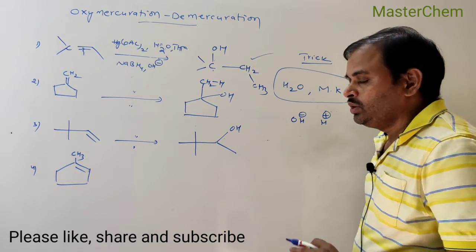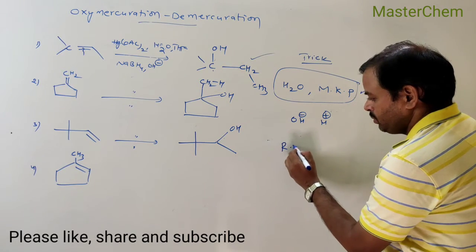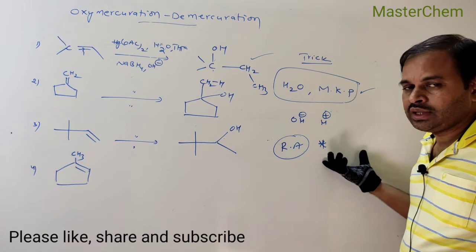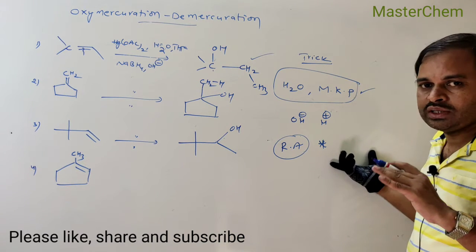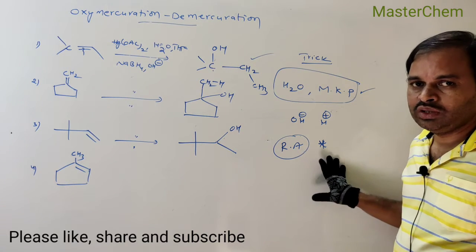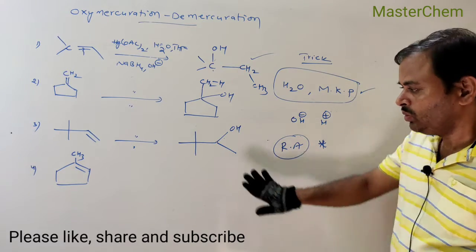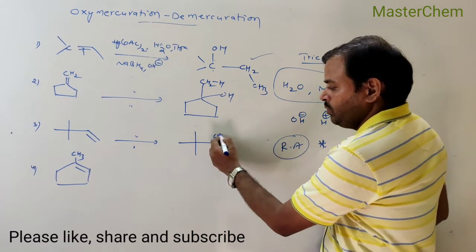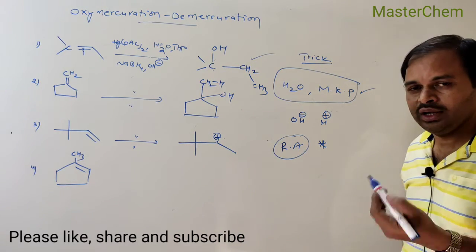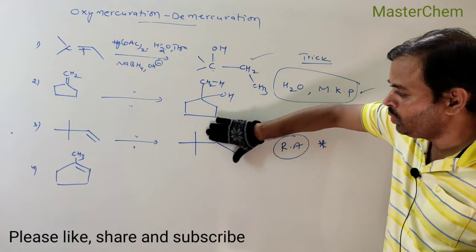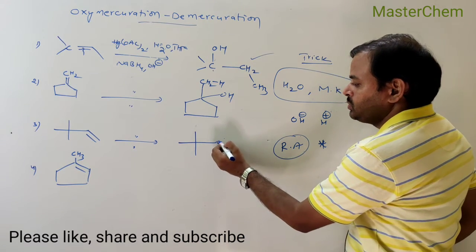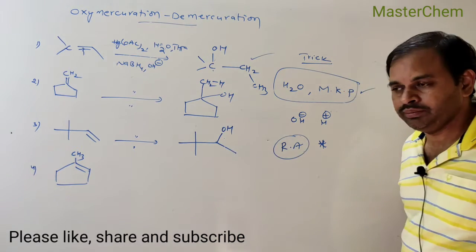Okay, in this case there is no rearrangement. That is also an important point. There is no rearrangement, because only a cyclic mercury compound is formed, no carbocation is formed in this reaction. That's why no rearrangement. Okay, if it is a carbocation, what happens here? Alkyl group should migrate to get a stable carbocation. But here no carbocation formation, that's why no rearrangement. That you should remember. So the product should be this one only.